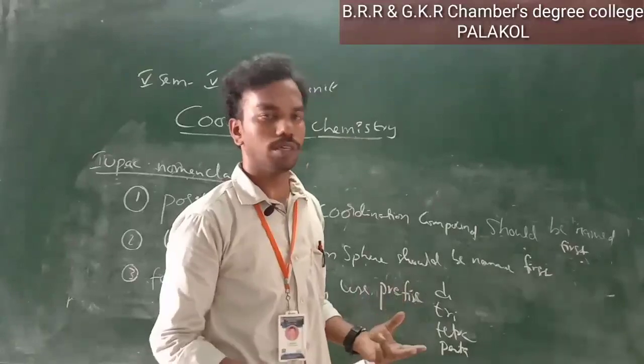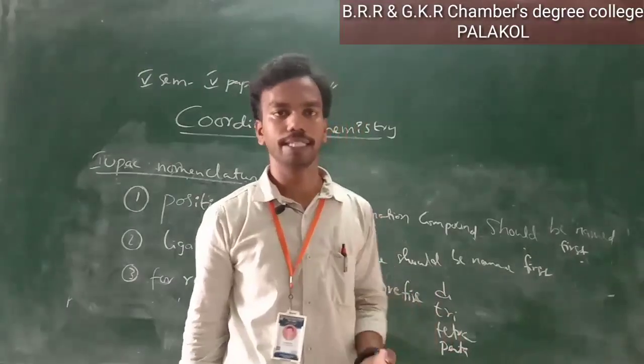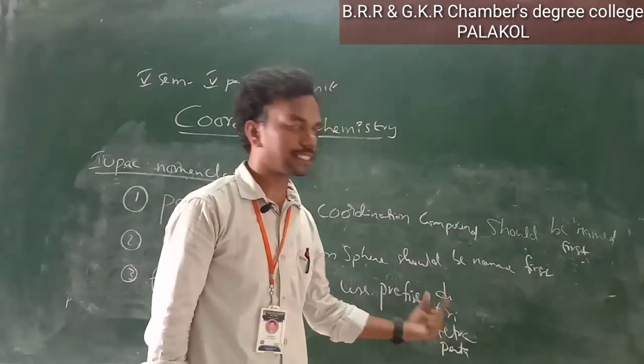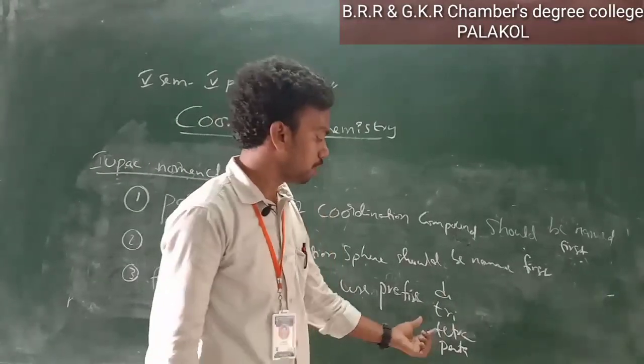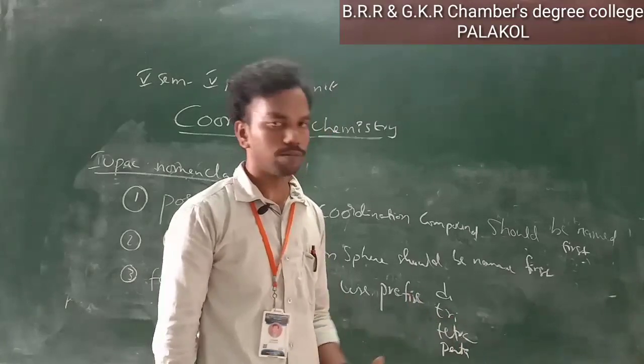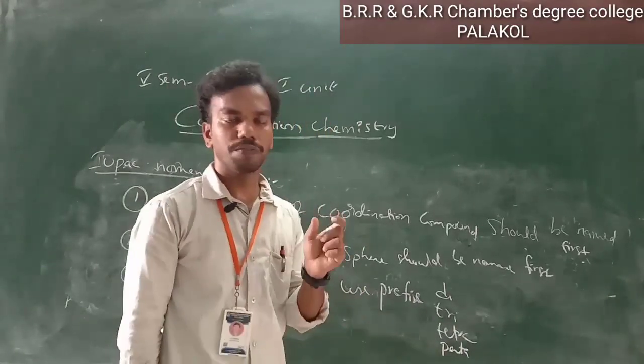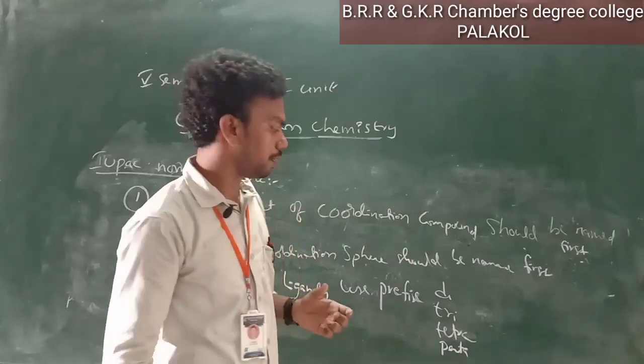If you are having 2 ligands, the prefix is di. If you are having 3 monodentate ligands, use prefix tri. If you are having 4 monodentate ligands, use prefix tetra. If you are having 5 monodentate ligands, use prefix penta. If you are having 6 monodentate ligands, use prefix hexa, right?